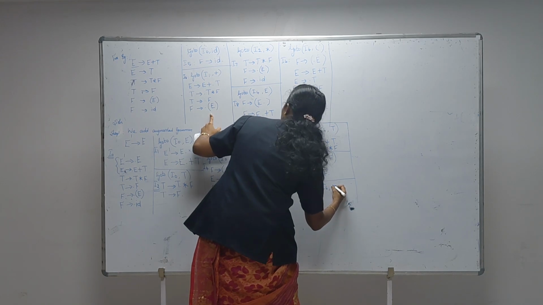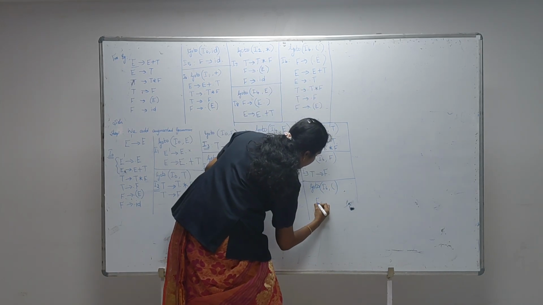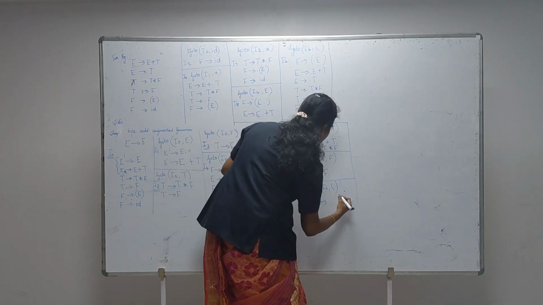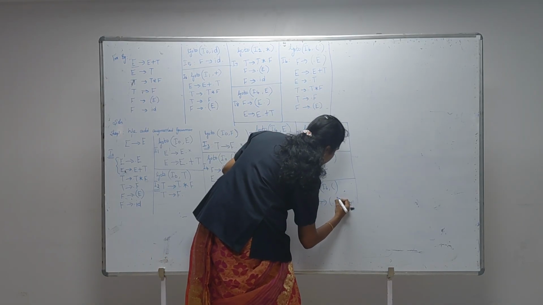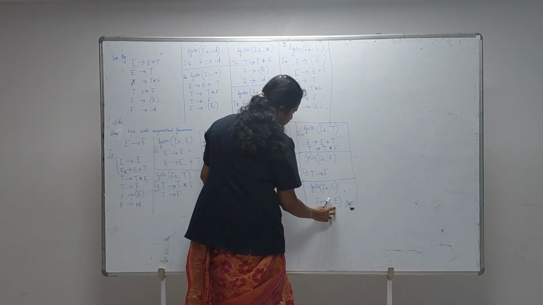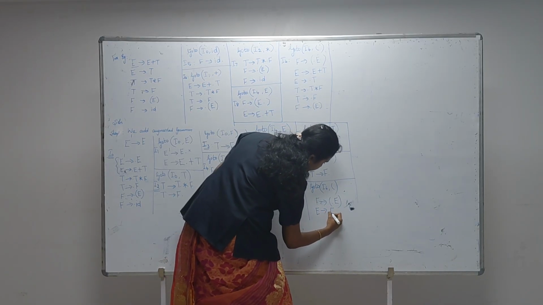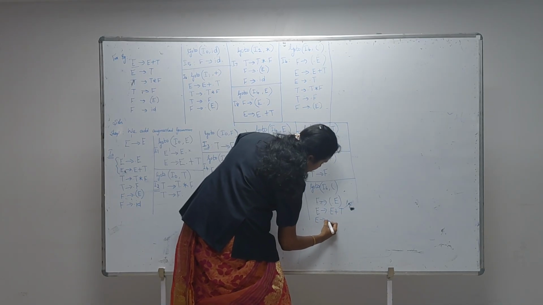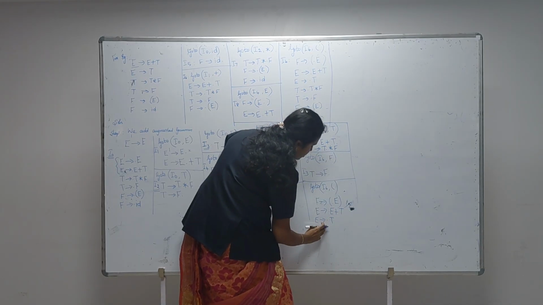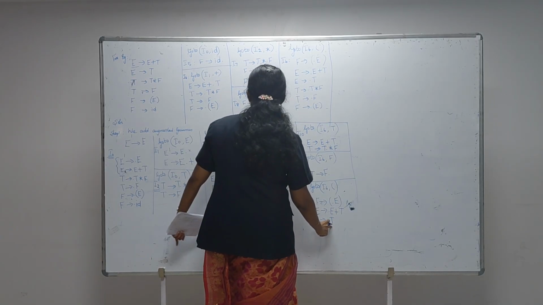Go to I6 comma open parenthesis. So here F tends to open parenthesis dot E close parenthesis. After the dot it will be a non-terminal, so we will be having the productions in the question. E tends to dot E plus T. Again E tends to dot T. So after the dot we will be having the non-terminal, that is T. We will be having the productions in the question.